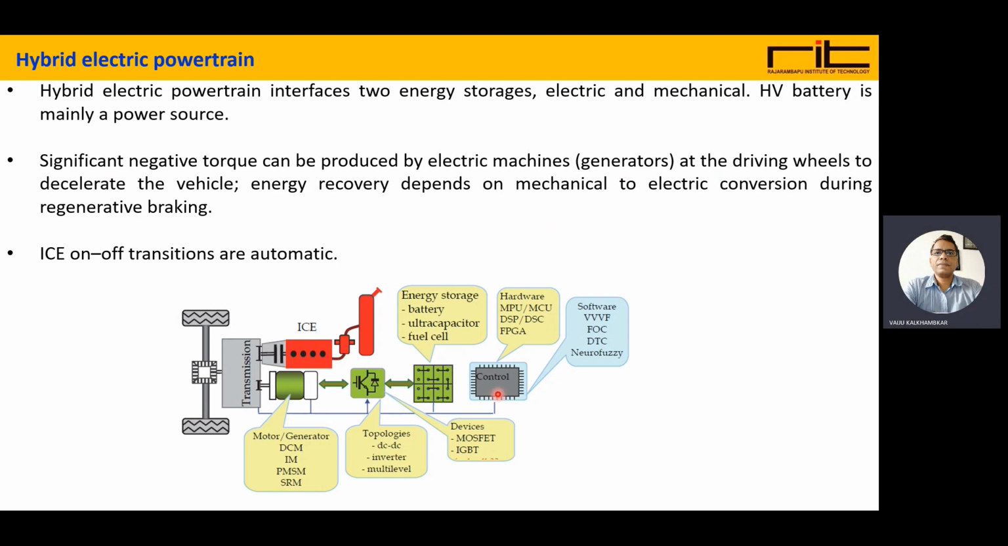The important thing in this hybrid electric vehicle is the control. It will have hardware and software that includes the control. It may have a microprocessor or microcontroller, a digital signal processing or FPGA system. And it will also include various software to control the speed and torque. It can have VV, VF, FOC or DTC, that is field oriented control and direct torque control. And it may also have neurophysics software. So this is the overview of the hybrid electric powertrain.